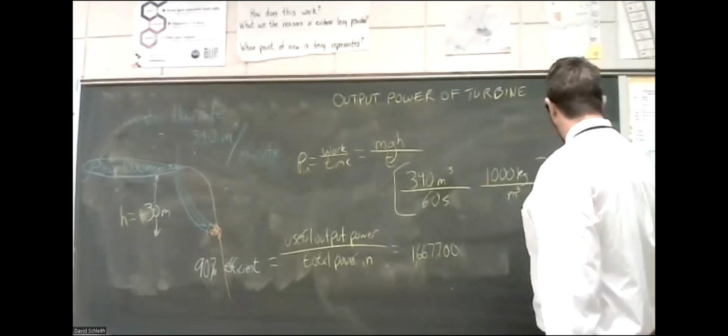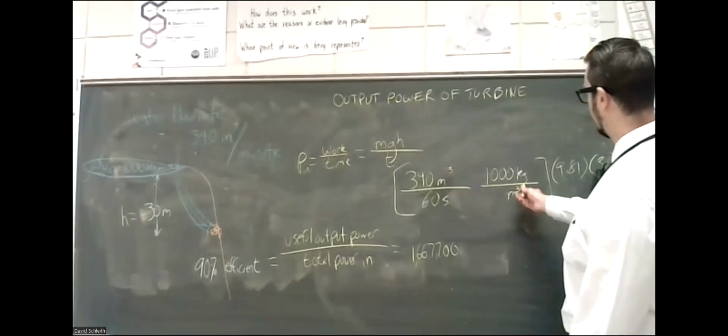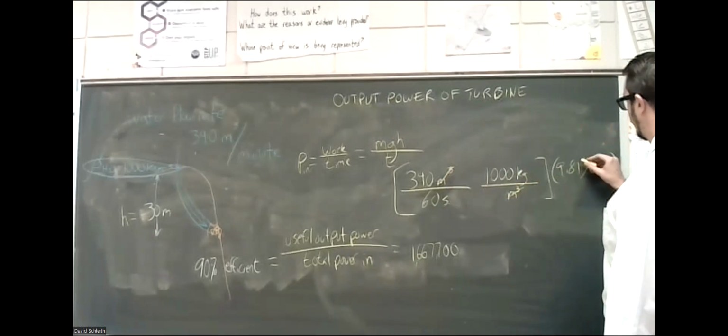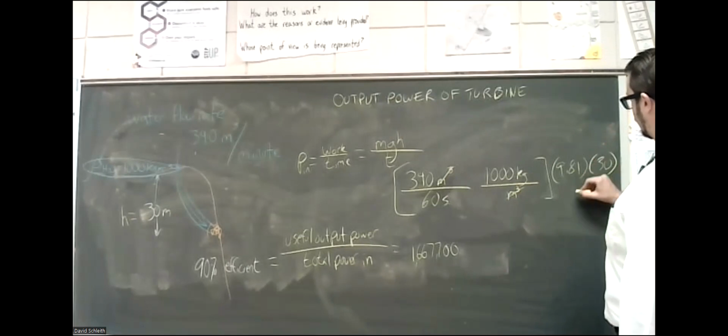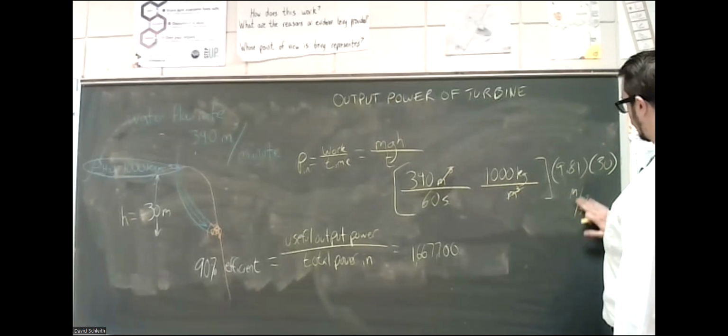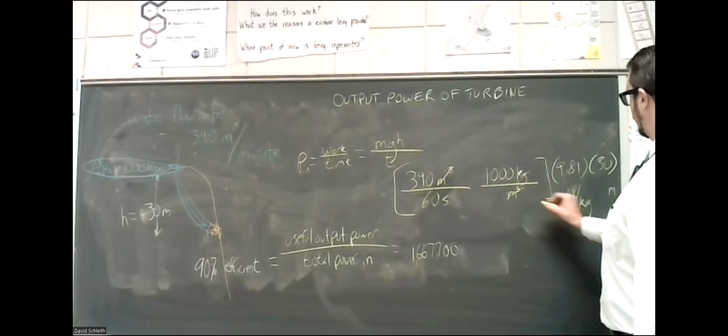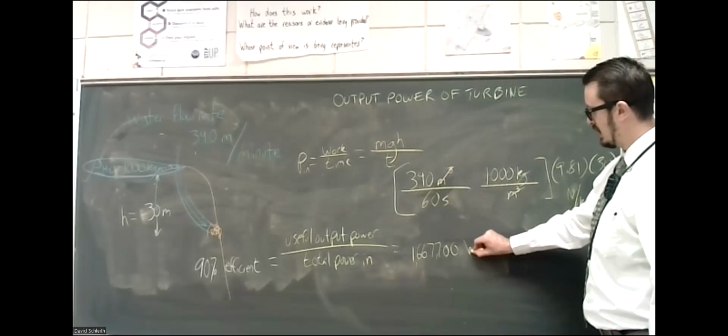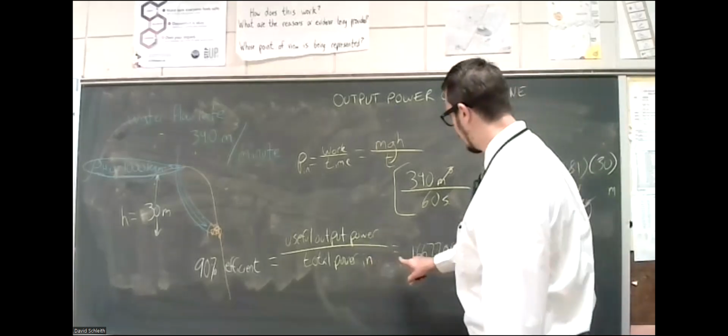Let's take a look at the units here. The meters cubed cancel. We have kilograms. Remember that 9.81 is meters per second squared, or newtons per kilogram. Maybe it's better to think about it that way. Newtons per kilogram, and then this was meters. So the kilograms cancel. We get a newton meter, which is a joule, and a joule per second, which is a watt. So that's the total power in.